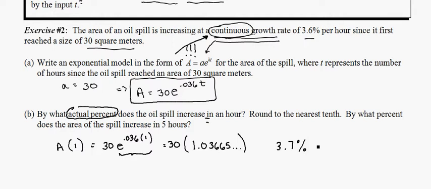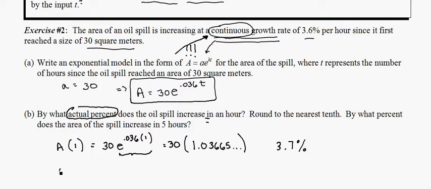The letter B also asks us, but by what percent does the area of the spill increase over 5 hours? Why don't you pause the video right now and try to figure that out. What does it grow by over 5 hours? All right, hopefully you found an answer of 19.7%. But let's take a look.